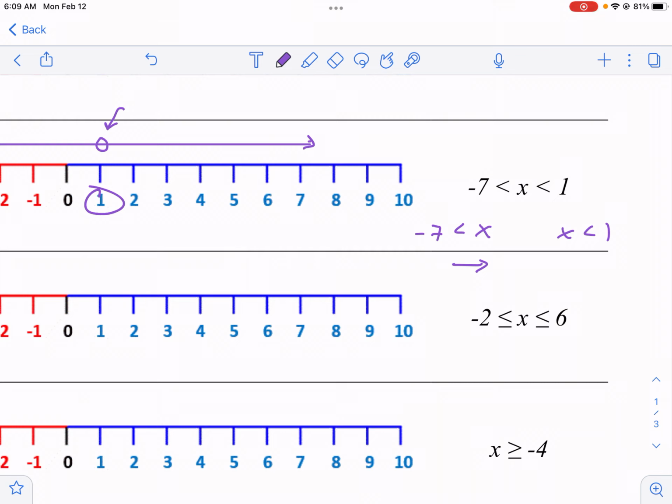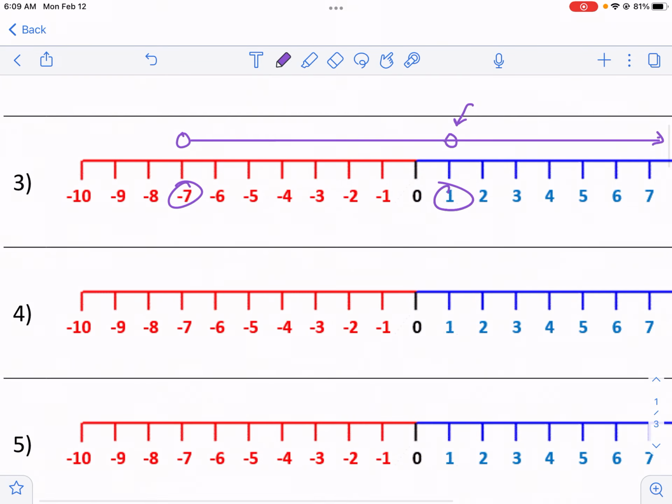But first, let's consider this other inequality. x is less than 1. That means all the solutions that are smaller than 1, to the left. So I'm going to go ahead and do the same thing, and I'm going to go right below it. Oops, having some trouble here. I'm going to go right like this. Okay, and to the left. Okay, and you can see where we have some overlap. This overlap is the solution area.